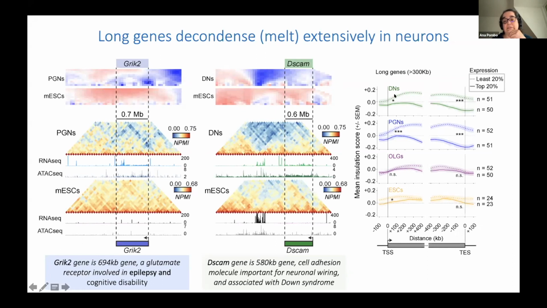And this is occurring at the promoter, but in particular, it's most obvious at the end of the gene, where the loss of the insulation is most striking. And this is happening clearly at the PGNs and the DNs, which are the terminally differentiated neurons. In contrast, and interestingly, it's not so obvious at the oligodendroglia, where we also find genes that are decondensing, but there's not this correlation between being highly expressed or least expressed and the events, and also not clear at the ES cells, perhaps only slightly at the promoter region.